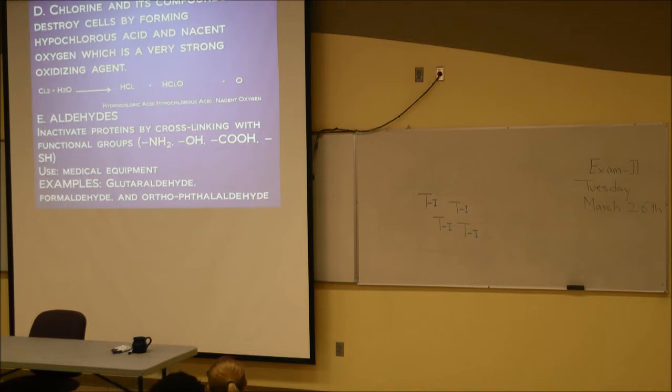This is how chlorine works in water. This is how it kills bacteria in water. Mode of action, important from an exam point of view. When you add chlorine to water, it immediately makes hydrochloric acid, which is an intermediate compound. But the antimicrobial activity is not because of this. This hydrochloric acid immediately breaks down into hypochlorous acid, HClO, and nascent oxygen, O.